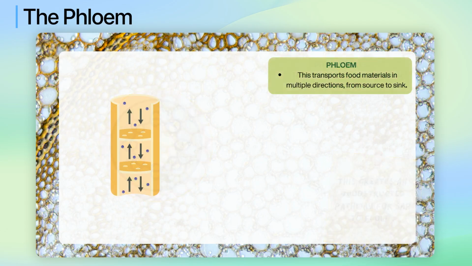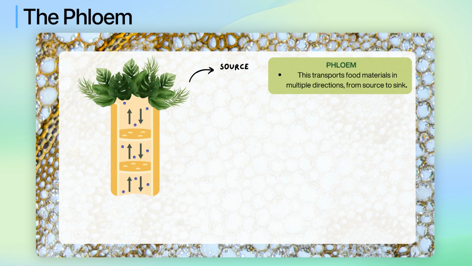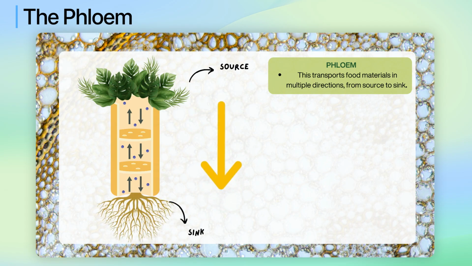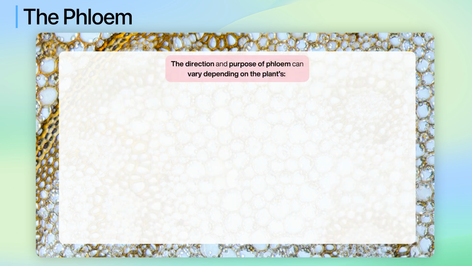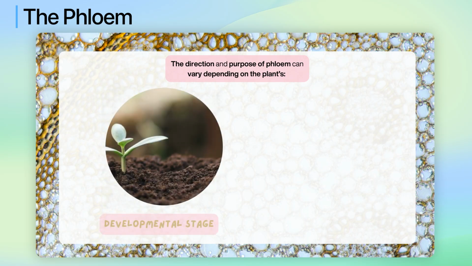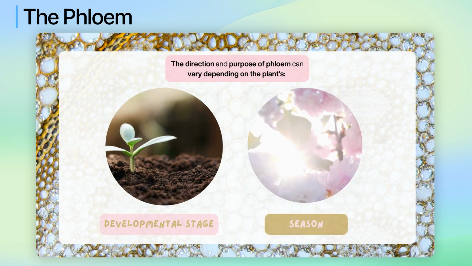The phloem transports food materials in multiple directions, from the source, where it is produced, to the sink, where it is stored or used. This process is called translocation, and it requires energy. The direction and purpose of phloem transport can vary, depending on the plant's stage of development, or indeed the season.